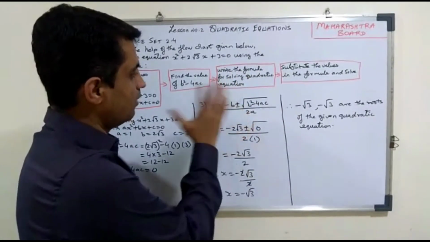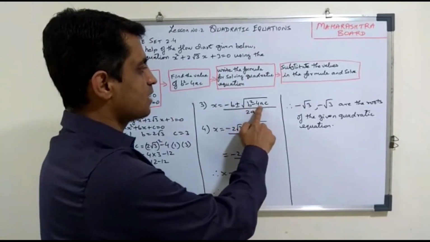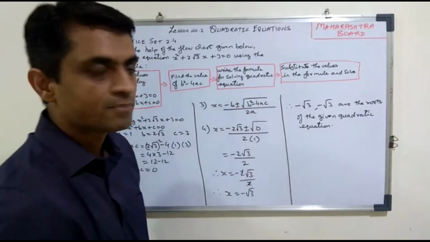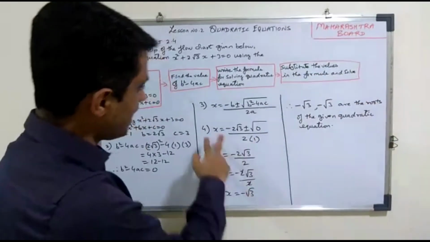Third step, write the formula for solving the quadratic equation. So we have written the formula. Formula is x is equal to minus b plus or minus root b square minus 4ac upon 2a. Fourth, substitute the value in the formula and solve. So we have substituted the value.